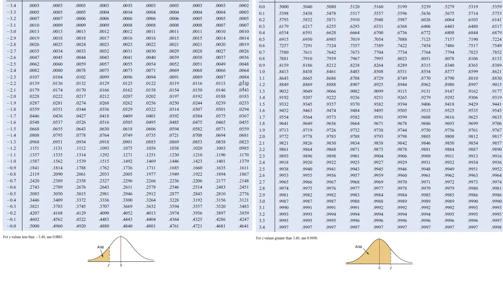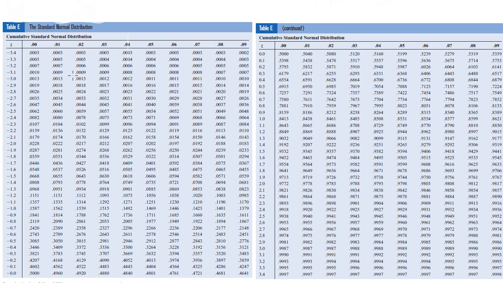0.01, 0.01. Where is it? My eyes are bothering me, so I can't really see here. Here we go. That looks about right.